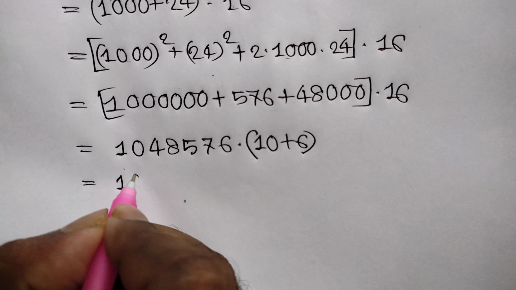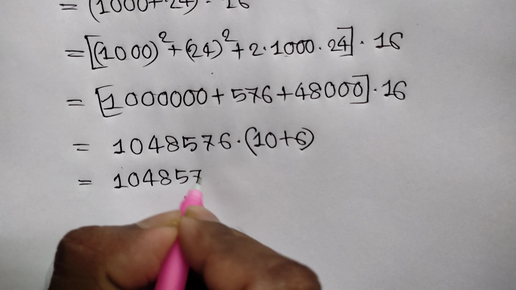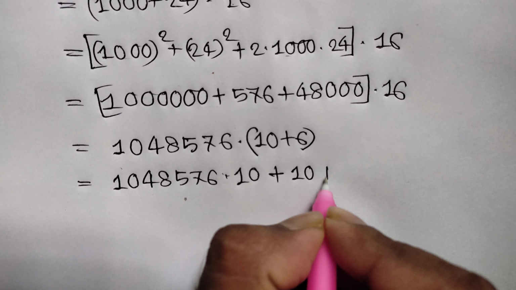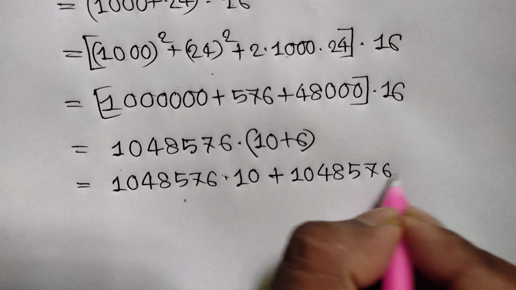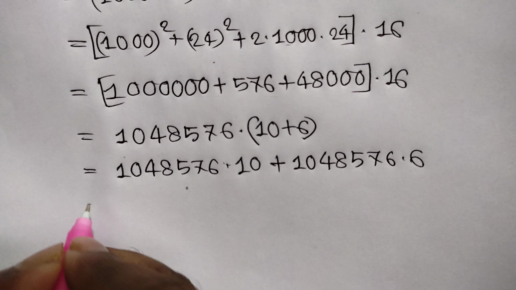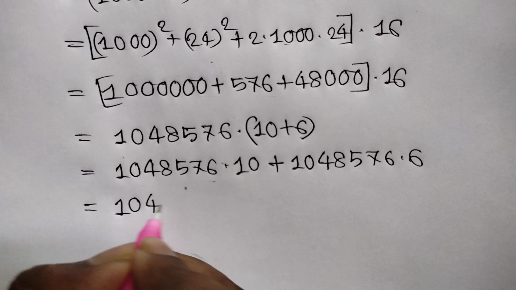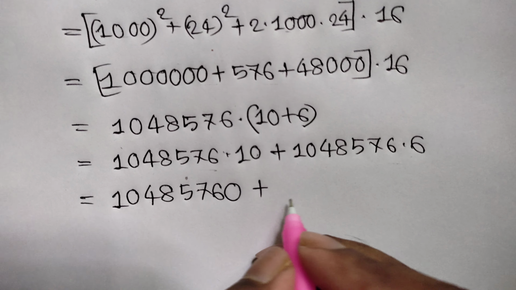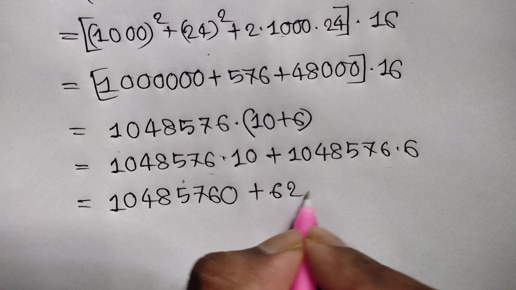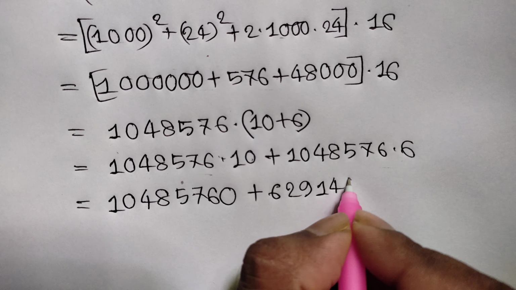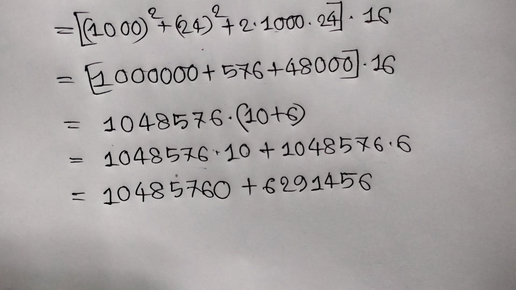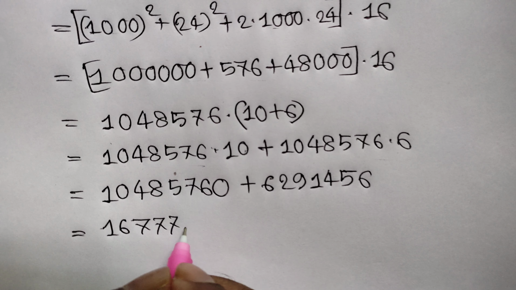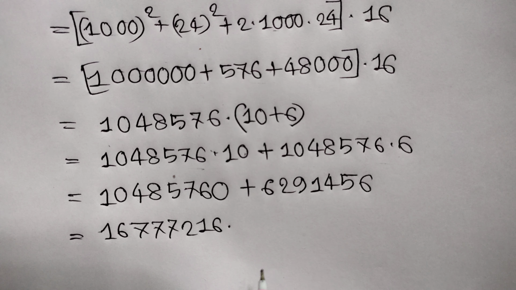is equal to, now 1048576 times 10 plus 1048576 times 6, here we will get 1048576 with this 0, plus here we will get 6291456, now adding these 2 numbers we will get 16,777,216, and it is our final answer.